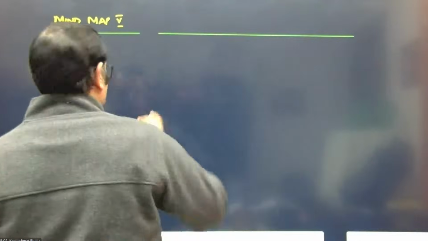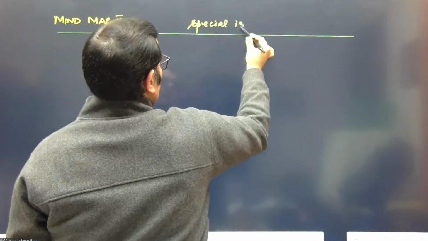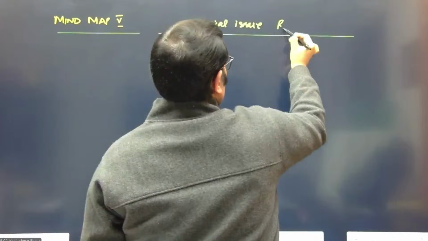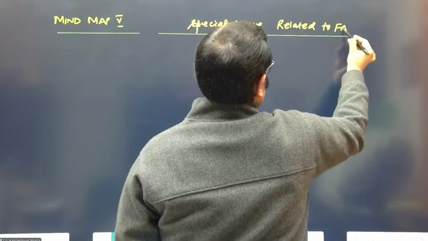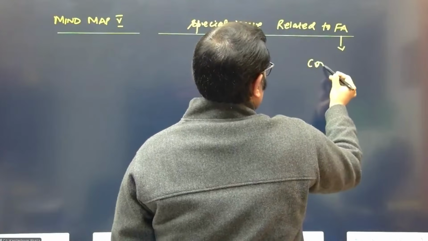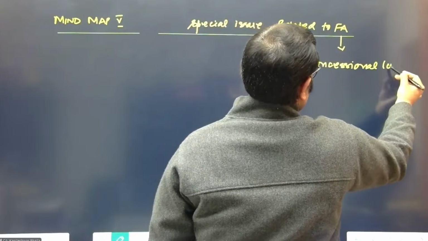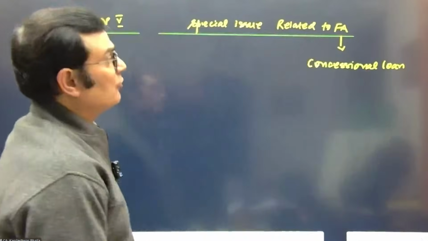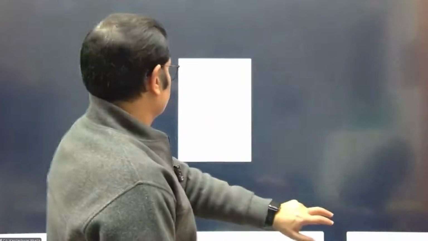Okay, so let's consider the mind map number 5, which is on the special issue related to financial assets. Here we are making a reference to the concept of a concession loan. So let me just show you that question so that you can correlate in terms of what we are doing.